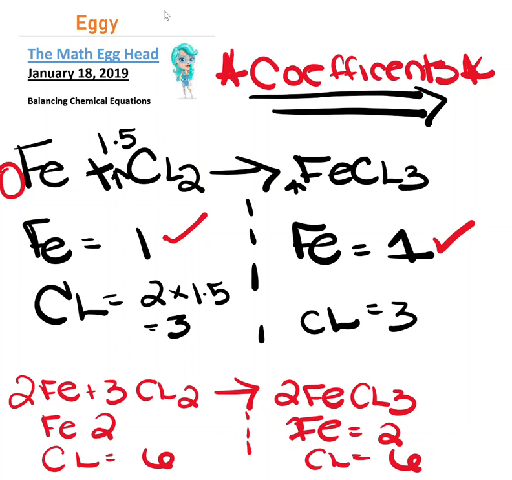I really do hope that this is helpful for you. Remember, coefficients are the only things that you're changing. You're never changing the subscript. If you ever do end up with a coefficient that is in decimal form, multiply it by 2 so you can get it to a whole number. Remember, when you're dealing with polyatomic atoms, or more than one atom, you have to pay attention to where the parentheses is placed, so that you know exactly where the subscript is going to affect the actual atom or element.